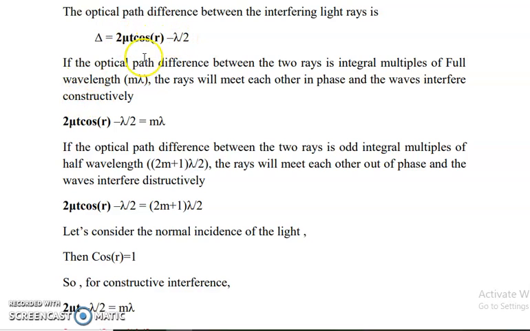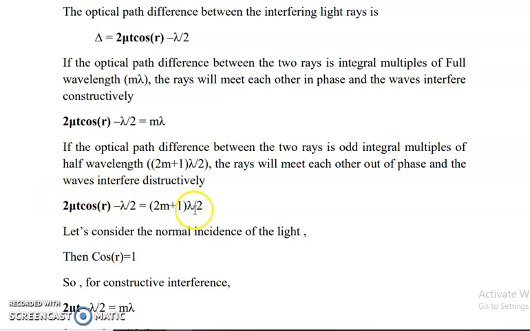If this optical path difference between two light rays is an integral multiple of the full wavelength, the rays will meet each other in phase and the waves interfere constructively. So the condition for constructive interference is that the path difference equals an integral multiple of the full wavelength. Again, the condition for darkness is that the path difference between two light rays is an odd integral multiple of half wavelength; the rays will meet each other out of phase and the waves will interfere destructively. That means the path difference is equal to odd multiples of lambda by 2.